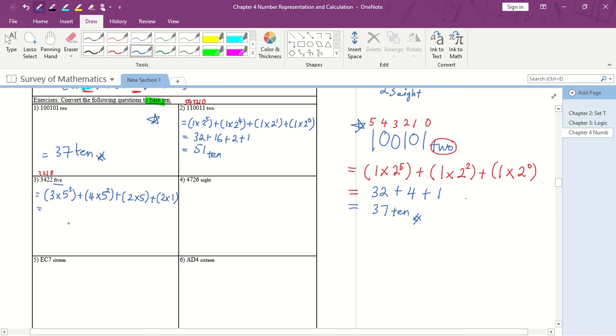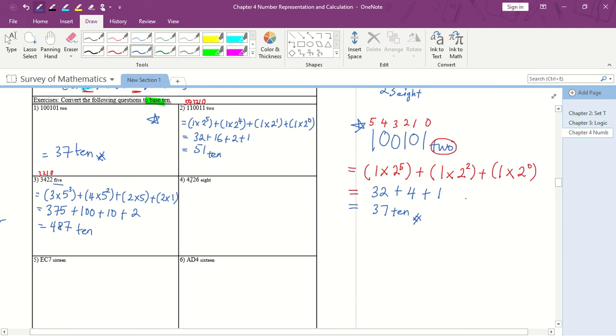So now, 3 times 5 power of 3, or you can say 3 times 5 cubed. Take out your calculator and calculate 3 times 5 cubed, and you get 375. Here, 4 times 5 squared. You know 5 squared is equal to 25, and 25 times 4 is equal to 100. Then 2 times 5 is equal to 10, and 2 times 1 is equal to 2. Now add up 375 plus 100 plus 10 plus 2, and you get the answer 487. 487 base 10. And we are done with the questions here.